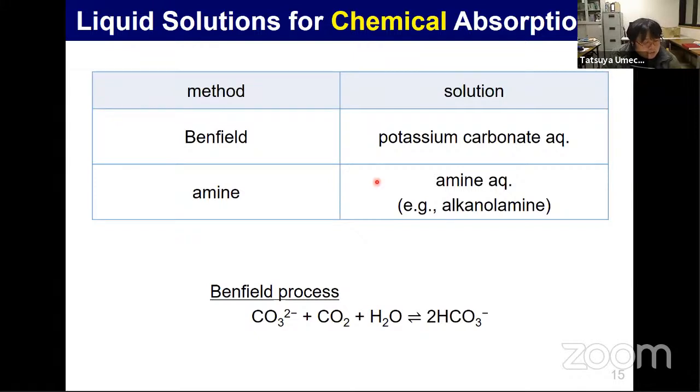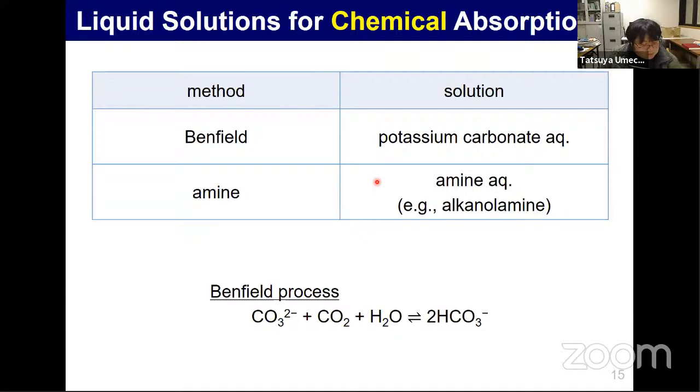The alkanolamine is an amine compound with a hydroxy group, OH, and is often used for the chemical absorption of carbon dioxide. This is because alkanolamines have high solubility in water and low volatility. The chemical absorption of carbon dioxide in aqueous amine solution is performed at a slightly higher temperature than room temperature and under atmospheric pressure. On the other hand, the desorption of carbon dioxide from the aqueous solution is performed with overheated steam.